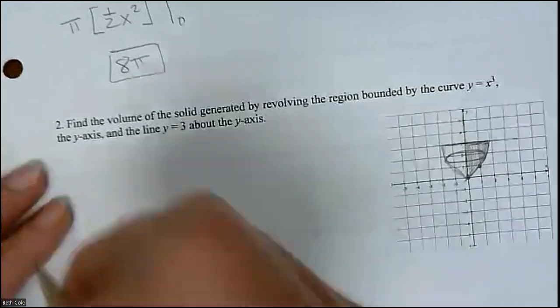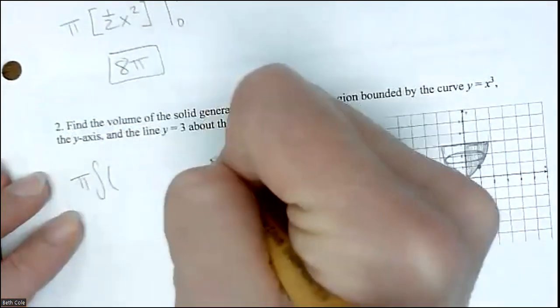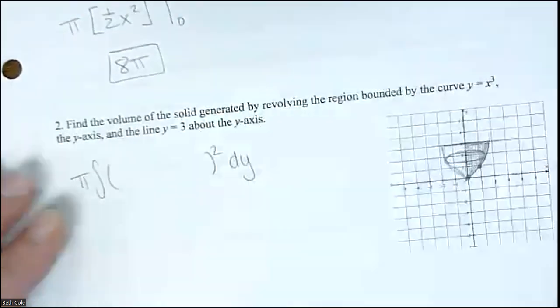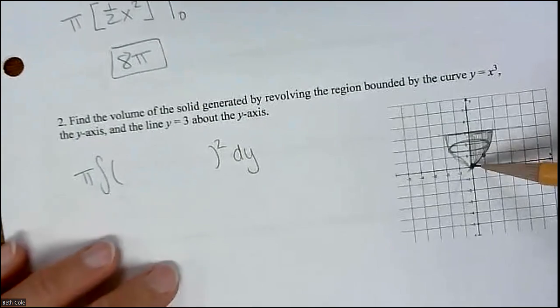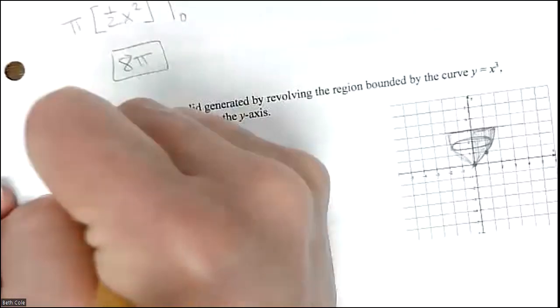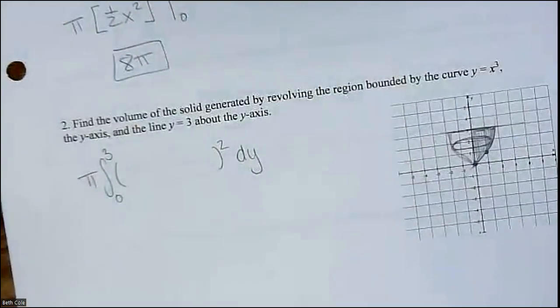So when you go to set it up blank, it's going to be pi r squared dy. Just write pi blank squared. And then when you go back, you need y values because it's going to be dy. So that would be from where to where? Yep, 0 to 3. You guys are on top of that.